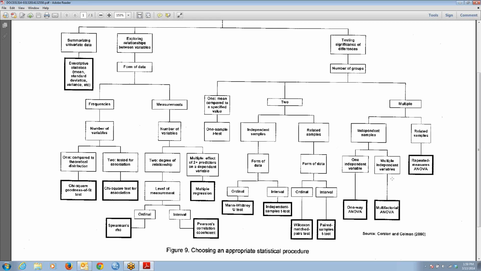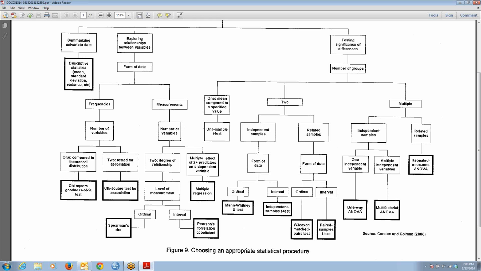Instead of just one row, we also have for each race 2 columns, one for men and one for women. And in each one of those cells, we're going to have the average income. So average income for an African American man, average income for an African American woman, average income for a white man, average income for a white woman, and so on.